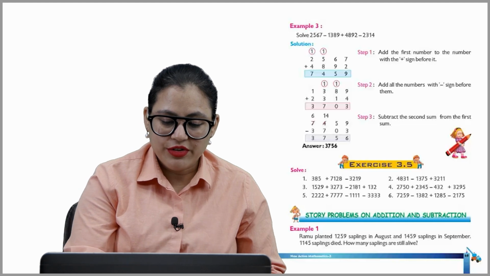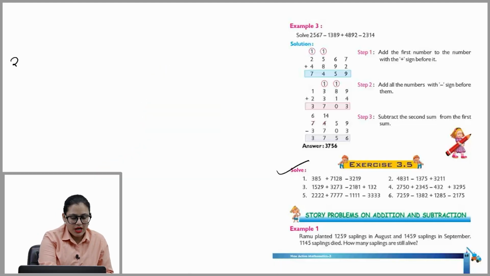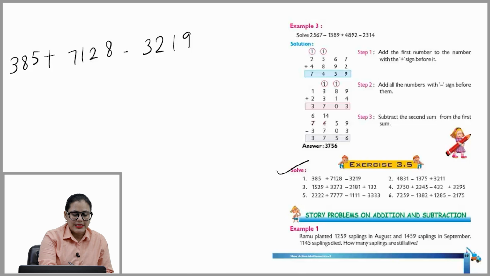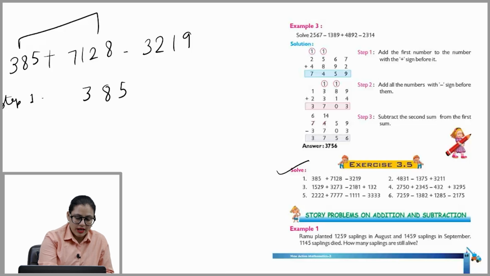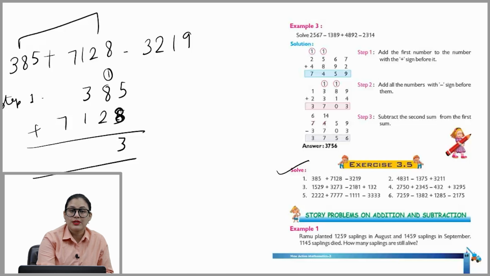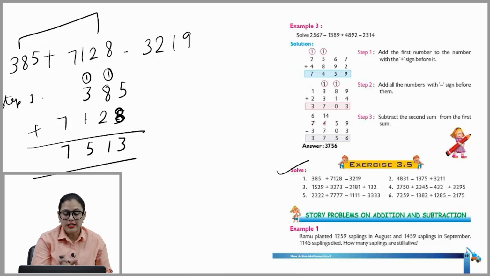Now let's do exercise 3.5. Solve 385 plus 7,128 minus 3,219. Step 1. What will we do? First we will add these two numbers, and then what will we do? First add these numbers. 8 plus 5, 13, 1 carry. 8 plus 2, 10 plus 1, 11, 1 carry. 3 plus 1, 4 plus 1, 5 and 7. 7,513 is the sum of these two numbers.